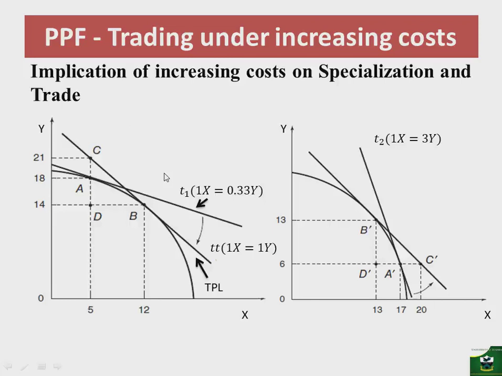As such, nation 2 will specialize in the production of commodity Y, and thus it will be moving up the frontier from point A prime until the international terms of trade are equal in both nations, which is equal to 1. When the international terms of trade are equal, we will notice that nation 2 will produce 13 units of X and 13 units of Y. And the line that is tangent to the PPF at point B is what we call the trade possibility line for nation 2.